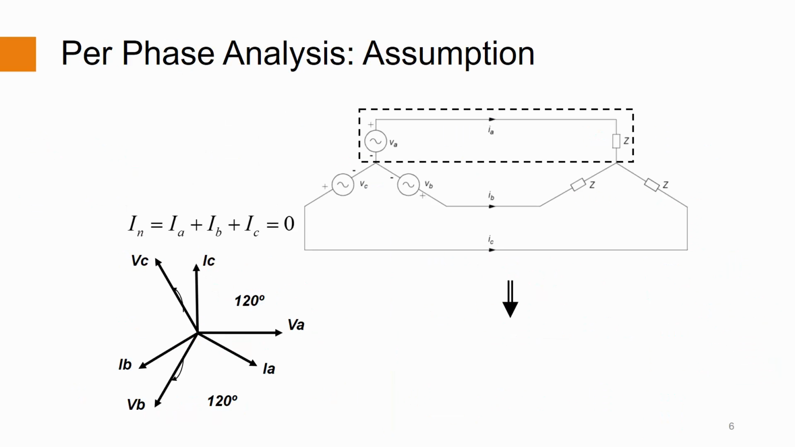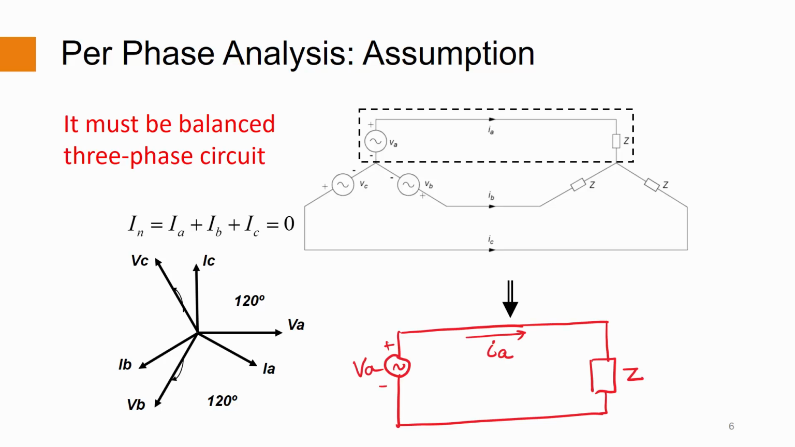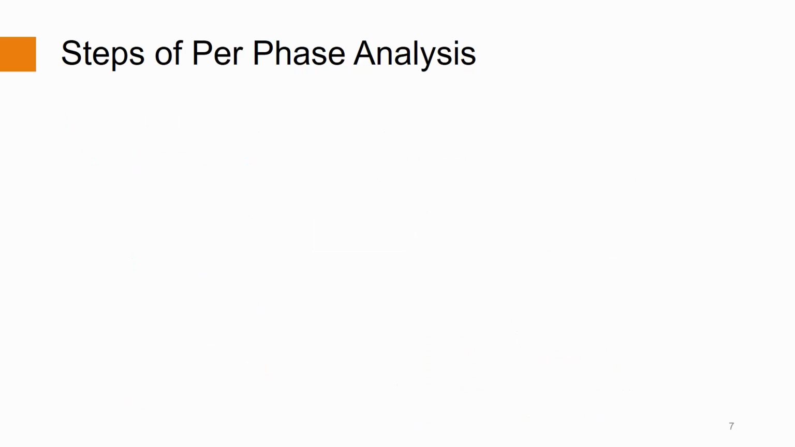Now, if we have a balanced three-phase circuit, we can say that the neutral current IN is IA plus IB plus IC, which is equal to 0. Thus, we can represent the three-phase circuit as just one phase here, and we can draw it as below. We can solve this single-phase circuit as per normal single-phase analysis to find out the different voltage and current parameters. Just to make it more clear, let us go through the steps for per phase analysis.